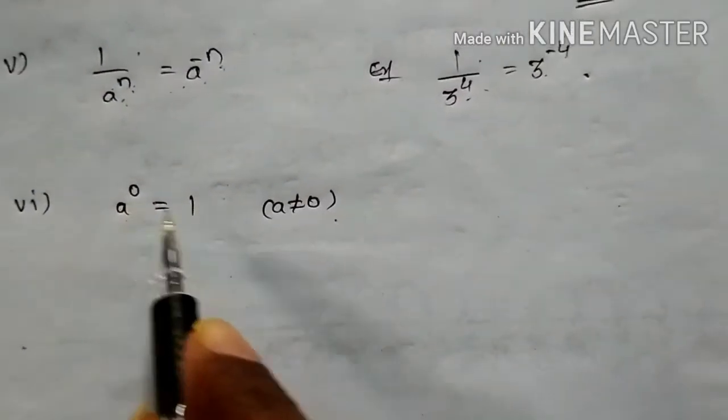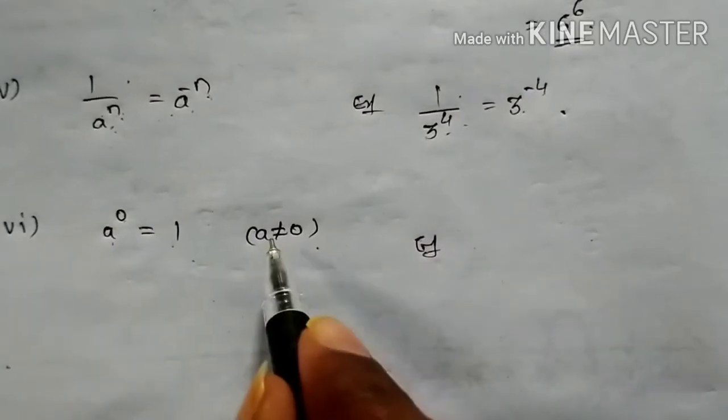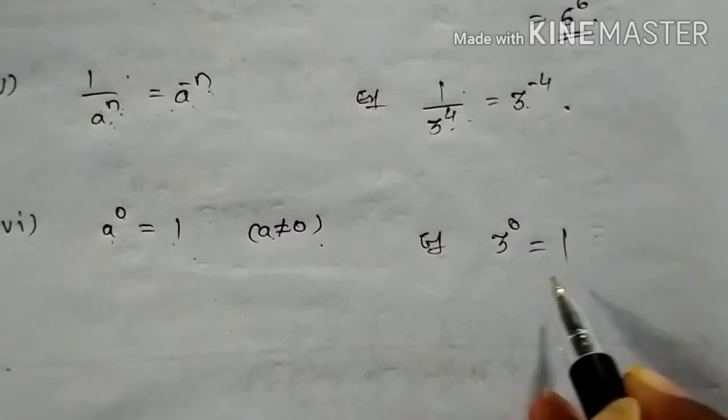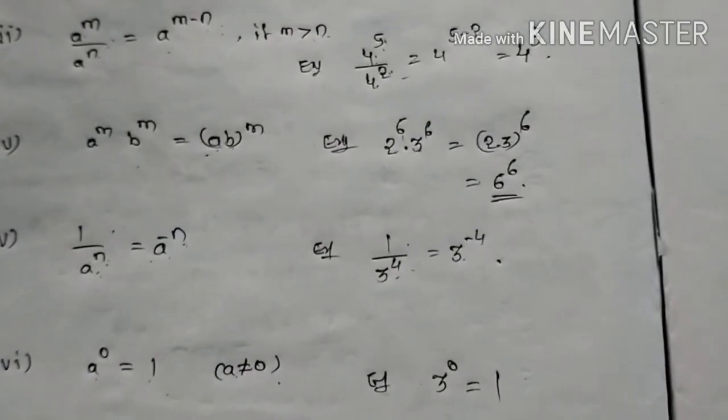One more here, a to the power 0 is equal to 1. I am taking an example here. You have to remember a to the power 0 is equal to 1. Here the condition is a is not equal to 0. That means I am writing 3 power 0, how much? 1 only. If I take 1000 power 0 also, 1 only. In this way you have to learn all these formulas.